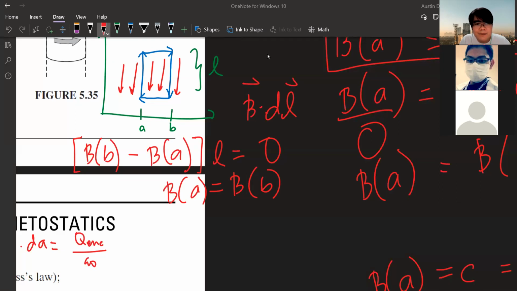Yes, in essence, dapat hindi mo papahirapan sarili mo. Dapat parehas yung loop mo dun sa direction ng magnetic field. Okay? And then magiging valuable siya if may ma-enclose kang current.